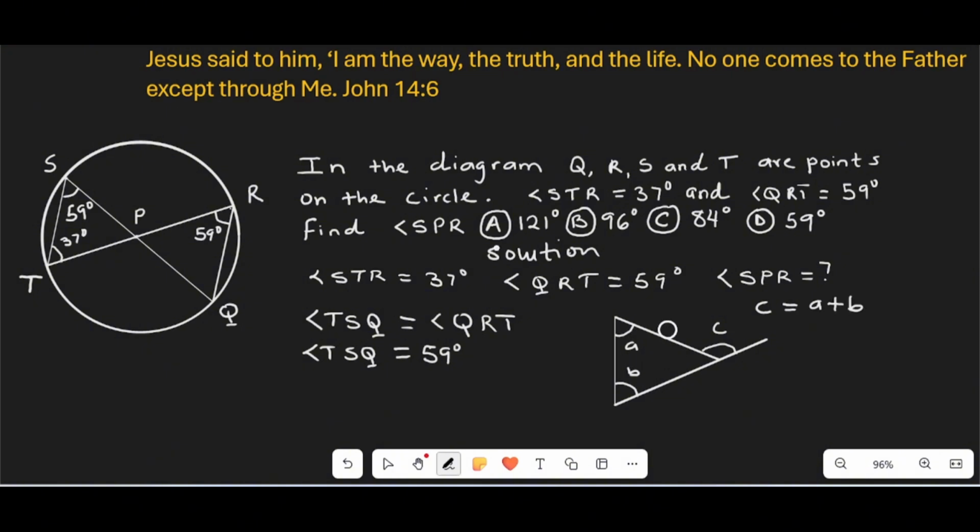Now, if we compare this shape with STR, you will agree with me that our 59 degrees is A, our 37 degrees is B, and angle SPR is C. So we can say angle SPR is equal to 59 degrees plus 37 degrees, which will give us 96 degrees. So the correct option is B.